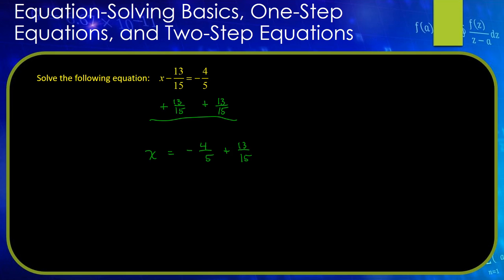So what I need to do at this point is get a common denominator. I want to think of a number that 5 and 15 can both be factored out of. Well, 15 would be that number. So 13/15 is going to be left alone. Negative 4 over 5 is going to have the numerator and denominator multiplied by 3, and as a result, I'm going to end up with x equaling negative 12 over 15 plus 13 over 15, and then when I add that together, I get 1 over 15, and that's all I have to do for that one.